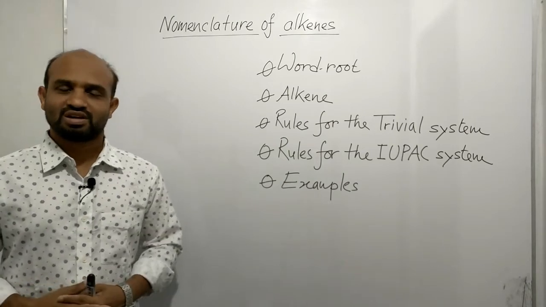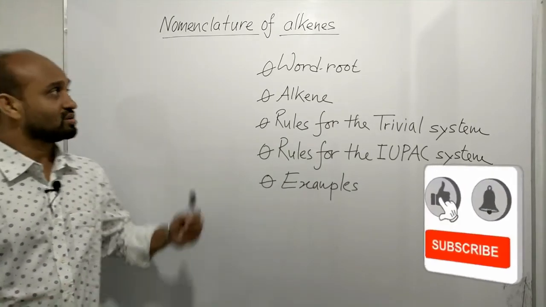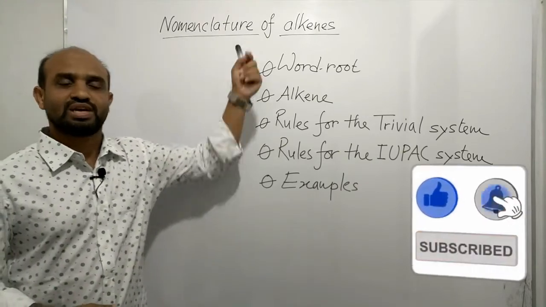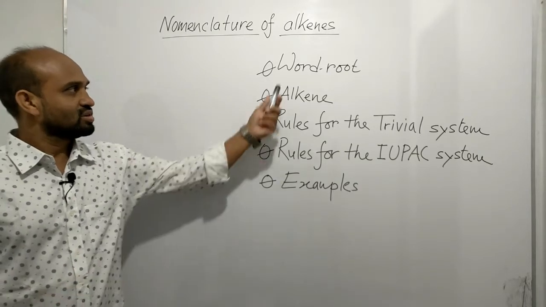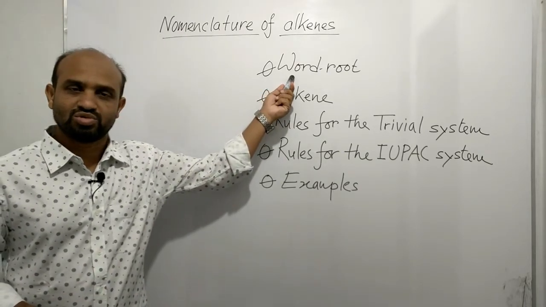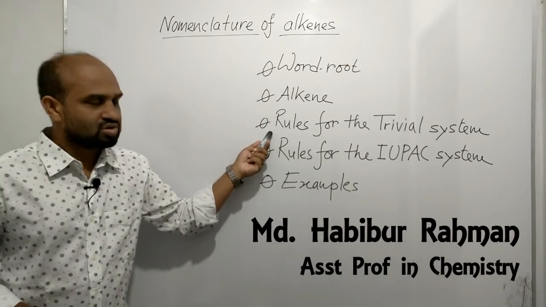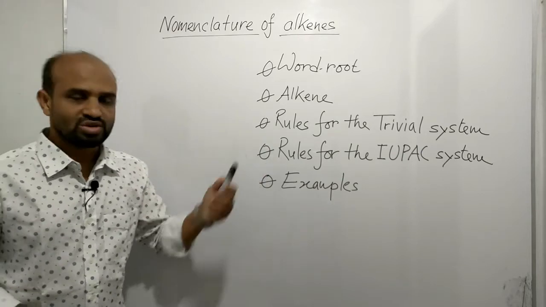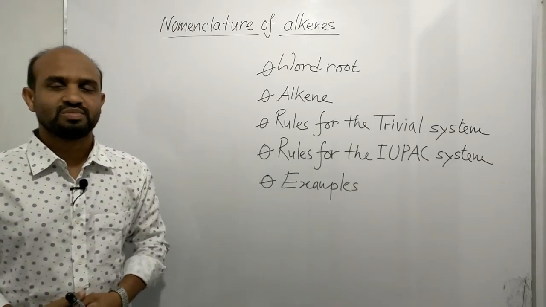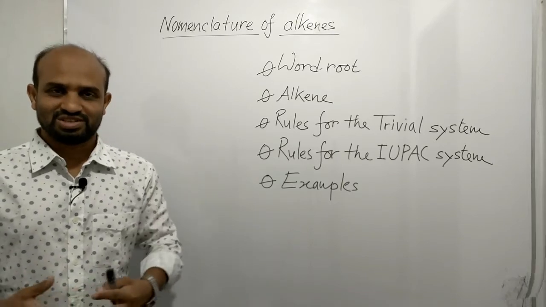Today I am with the third lecture on nomenclature of organic compounds titled Nomenclature of Alkenes. From this lesson we will try to learn about word root, what is alkene, rules for the trivial system to name the organic compounds, rules for the IUPAC system, and finally we will see some examples. So dear students, let's begin.